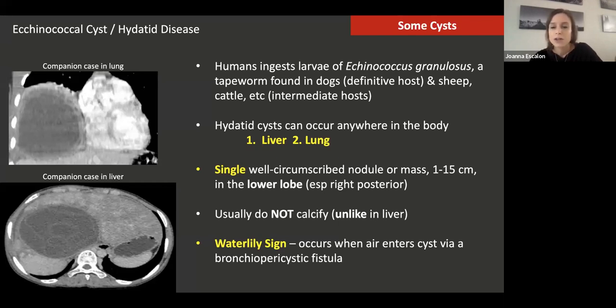Why do we get the water lily sign, particularly in the lungs? Well, that occurs when air enters the cyst via a bronchopericystic fistula. So then the fluid drains out, and all those daughter membranes float to the bottom.